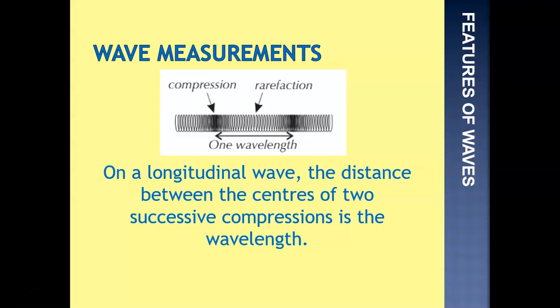Longitudinal wave is slightly different because, again, the particles move from side to side rather than up and down. So in a longitudinal wave, a wavelength is the distance between two centres of successive compressions. So we'd have a compression on one end, a compression on the other, and a rarefaction in the middle. The distance between those two compressions will be referred to as the wavelength.